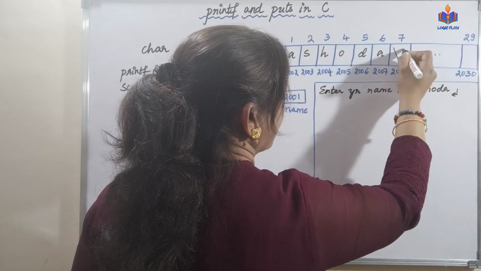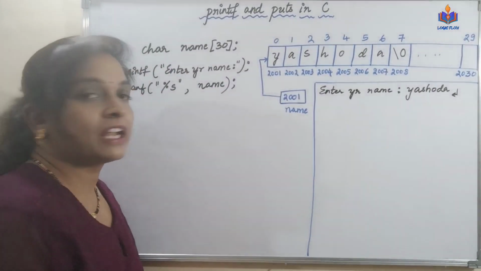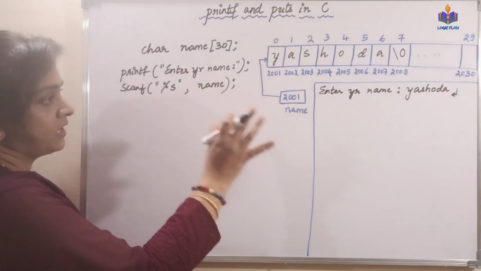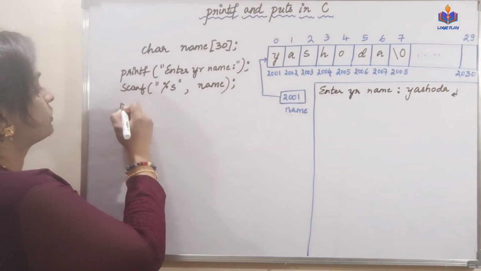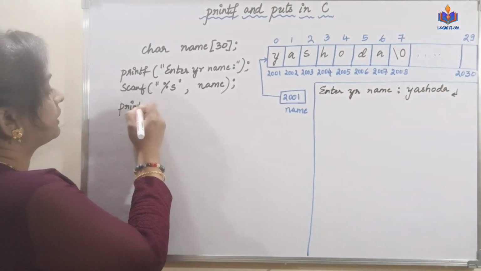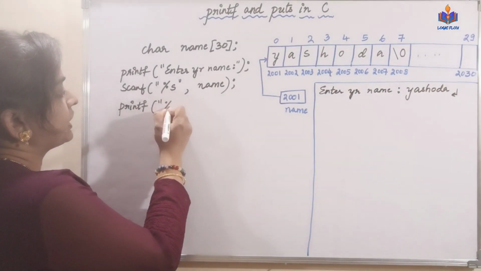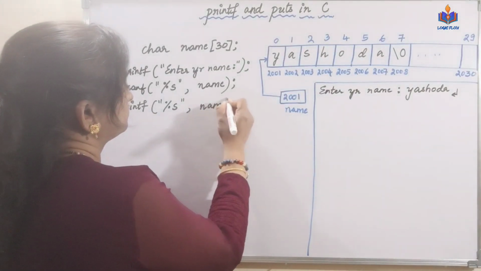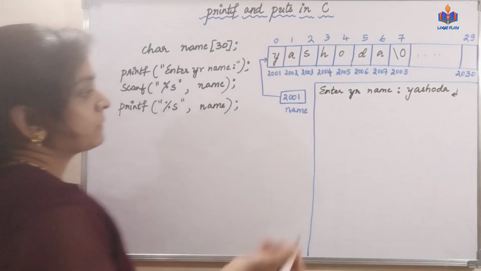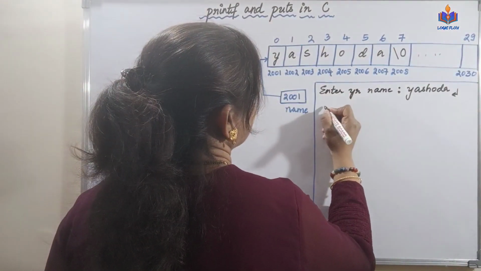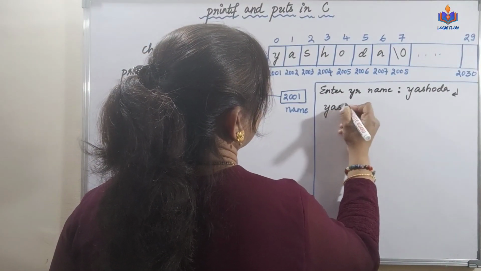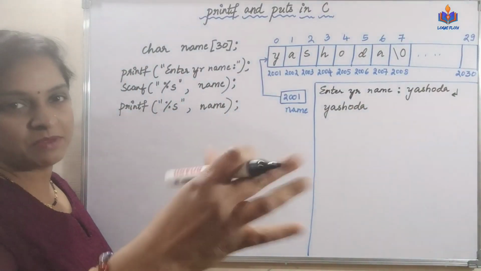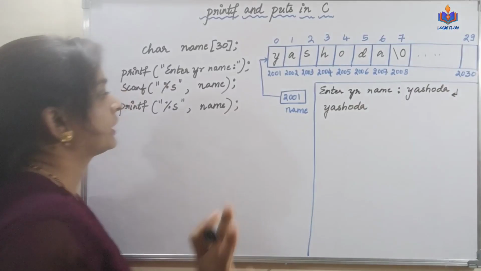Then a null character will be appended to indicate the end of the string. Then let me print this string using printf. So what I'll do here, I'll say printf %s, then name. So what happens, I'm going to get the output here, I'll get Yashoda. You can have a valid name, your name is like that. So my output I got.